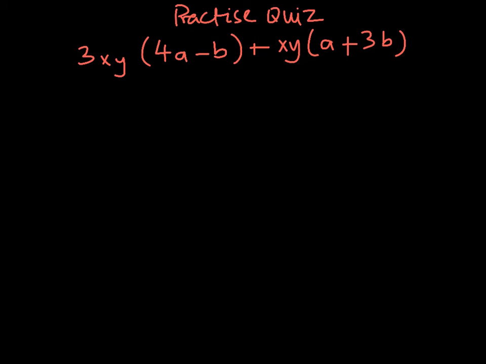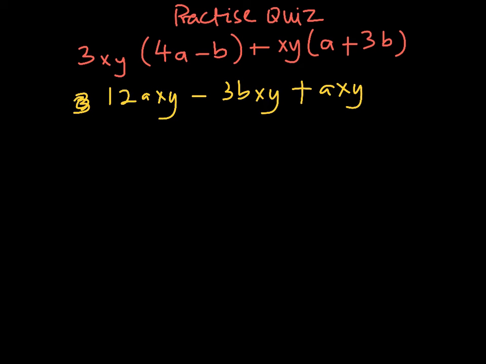Pause the video and try this other question. 3xy into 4a minus b plus xy into a plus 3b. Now let's try and solve it together. So 3xy into 4a, that's going to be 3 times 4, so that's 12axy. Then 3xy times negative b is negative 3bxy. Plus xy times a, that's axy. Then xy times 3b, that is plus 3bxy.